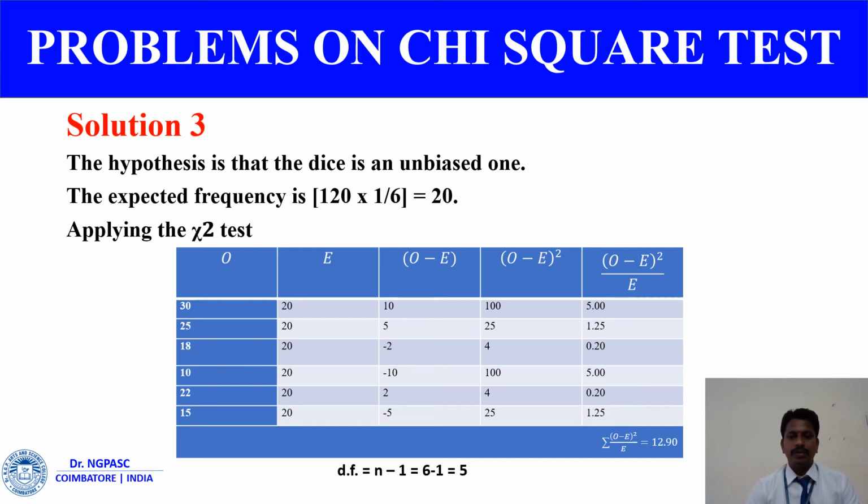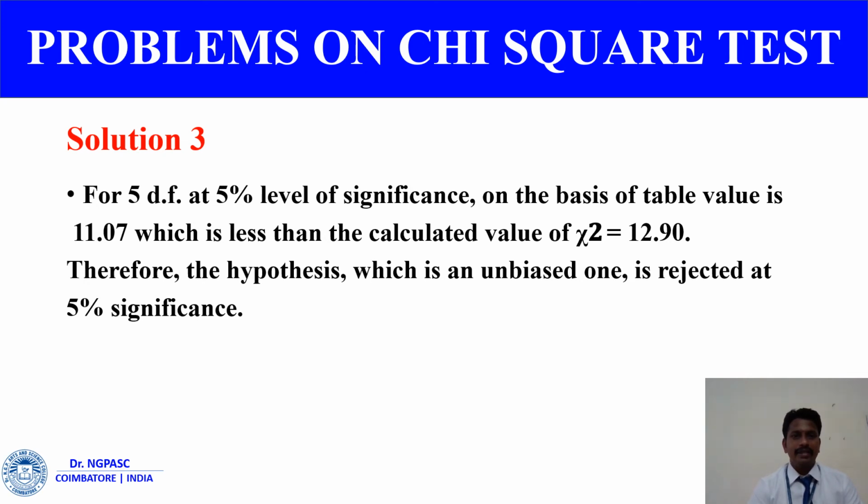The degrees of freedom using the formula n minus 1. Here n is the number on the die. Total number on the die is 6. 6 minus 1 equal to 5. For 5 degrees of freedom at 5% level of significance, the table value is 11.07, which is less than the calculated value of chi-square, 12.90. Therefore, the hypothesis, which is an unbiased one, is rejected at 5% level of significance.